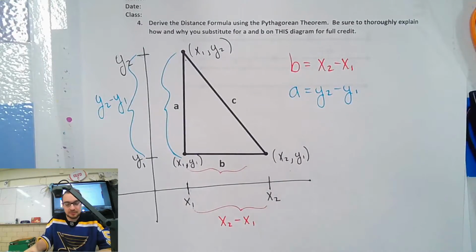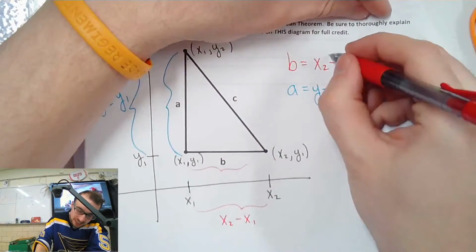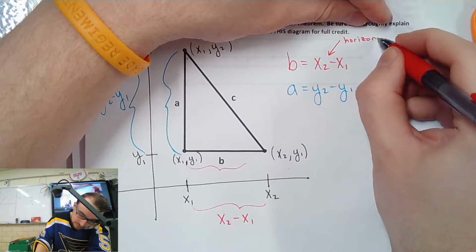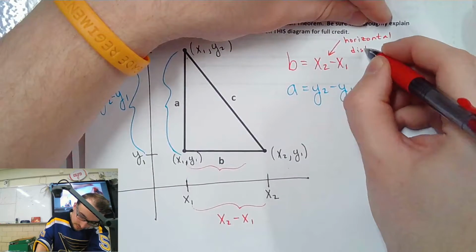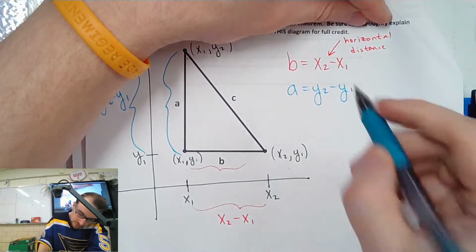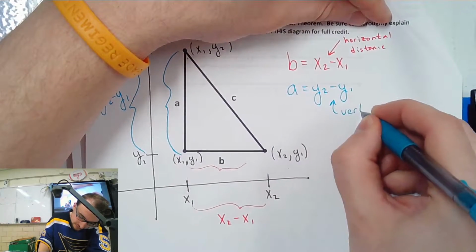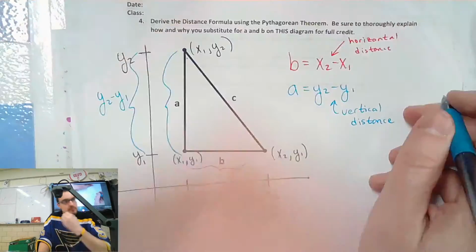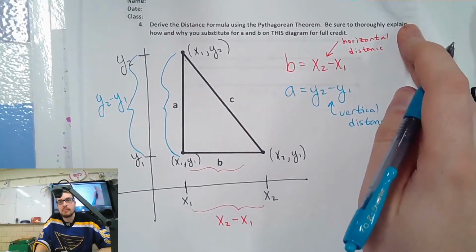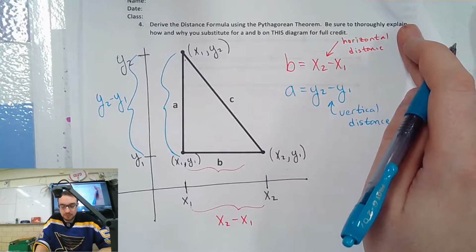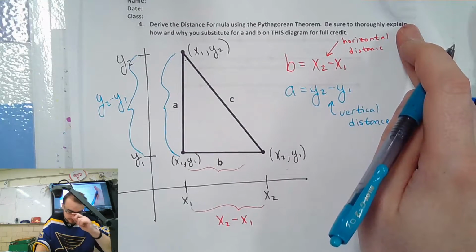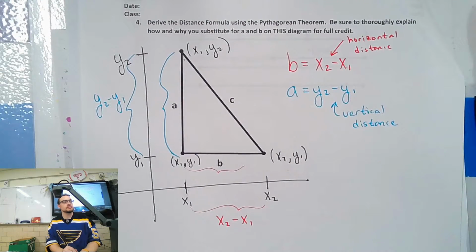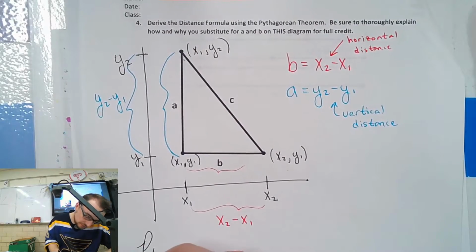Let's talk about what those mean. Subtraction is distance, so this guy is talking about horizontal distance. That's what B is, right? And that's vertical distance. Last thing is we're going to take that and plug it into Pfag. Right? So what is the Pythagorean theorem?